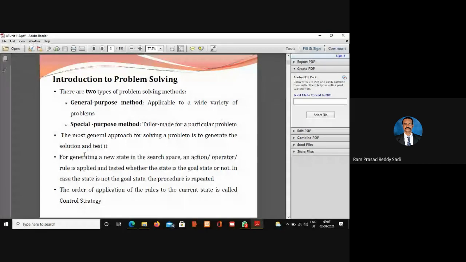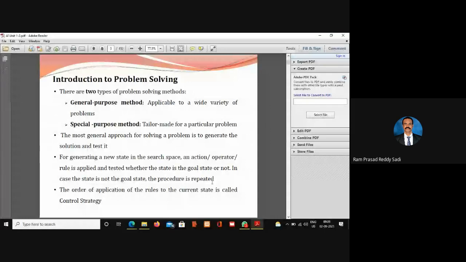So you will always start at an initial state and then apply the rules that you have defined, which could be a simple action or an operation or any rule. See, for a prime number, what is the rule we are using? If the number of factors is equal to 2, that's the rule. Then only we say that we have reached the goal state, that it's a prime number, or else it's not a prime number. So that's how you move ahead and test whether the state is the goal state or not. In case the state is not the goal state, the procedure is repeated.